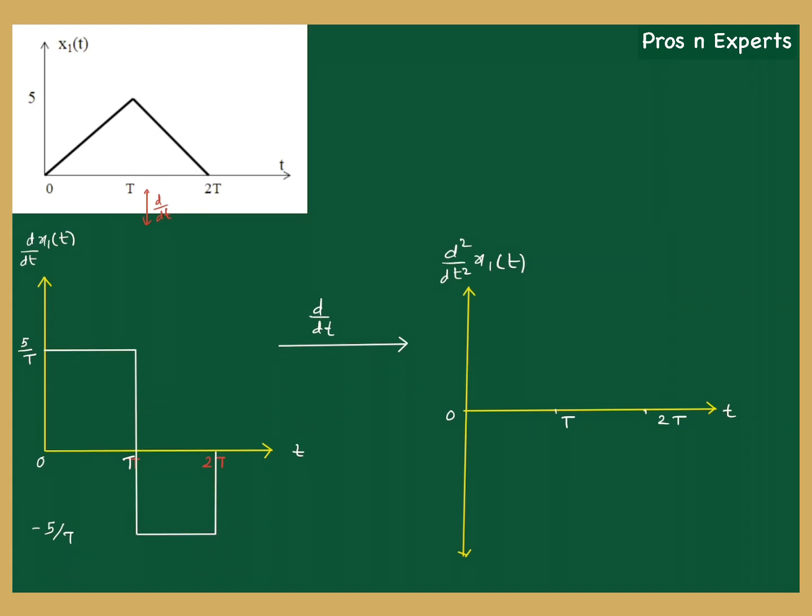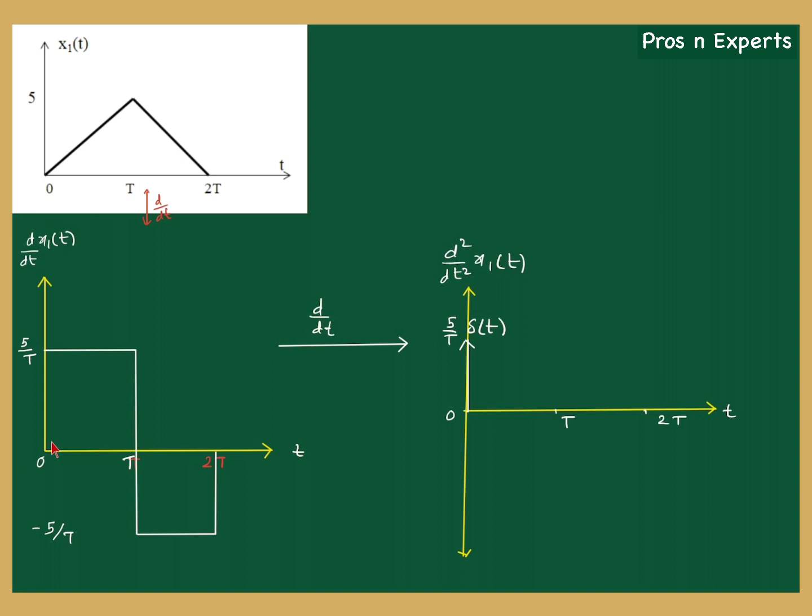Let's see. What is the slope of the signal at t equal to 0? At t equal to 0, you can see an abrupt rise. What is the slope of that abrupt rise? It is nothing but an impulse function. Actually the slope is infinity, and in signals we represent infinity as an impulse. So there is an impulse here. What is the strength of that impulse? The abrupt change is from 0 to 5 by t, that means 5 by t units. So 5 by t into del of t is this signal. So that is the slope.